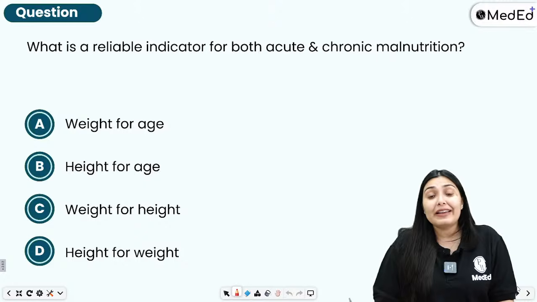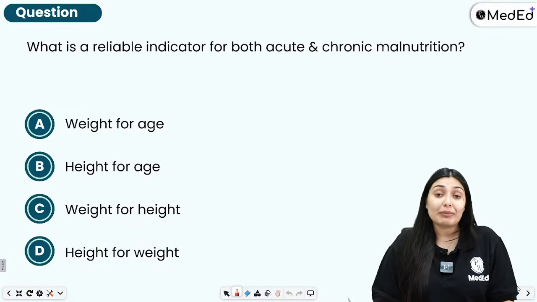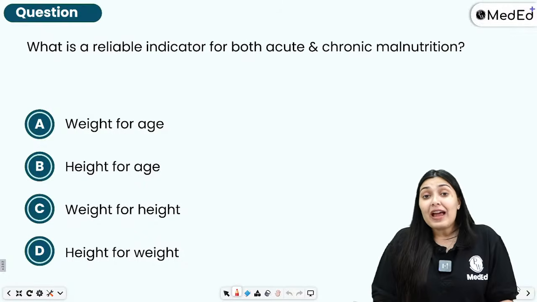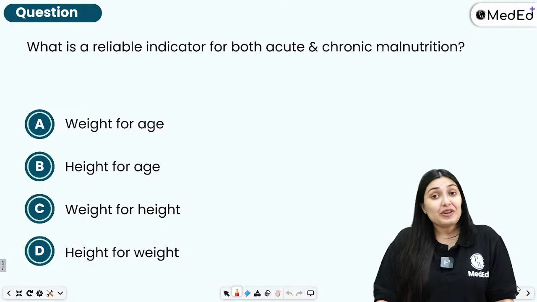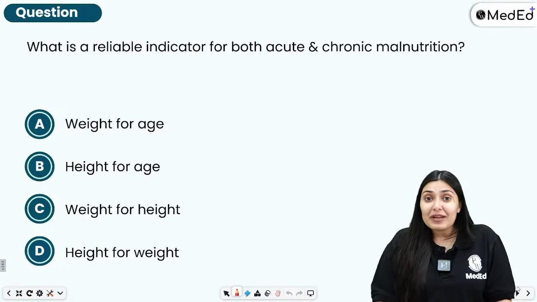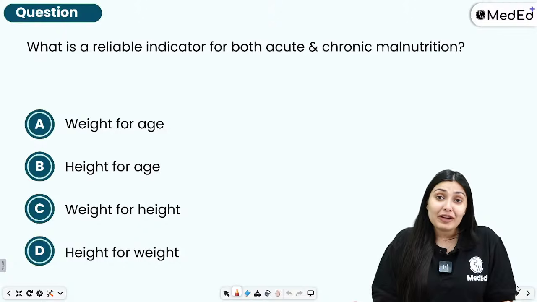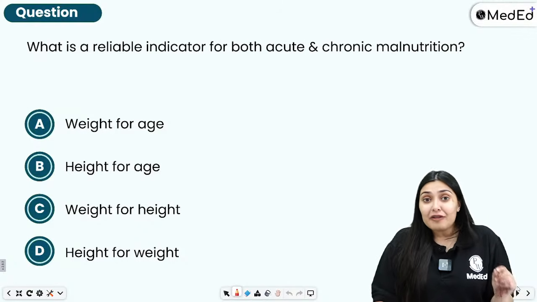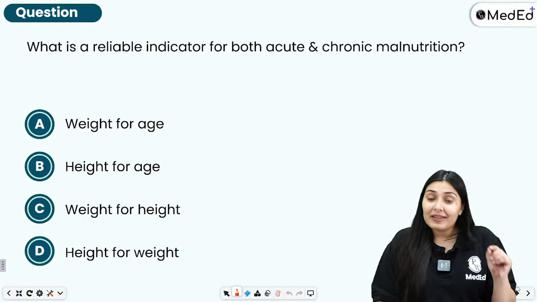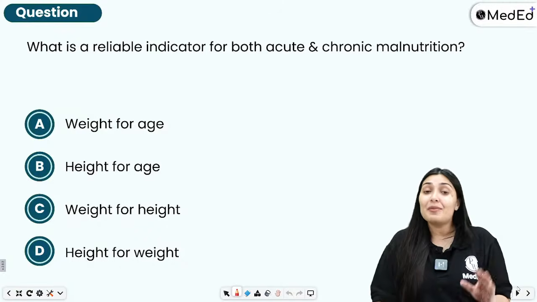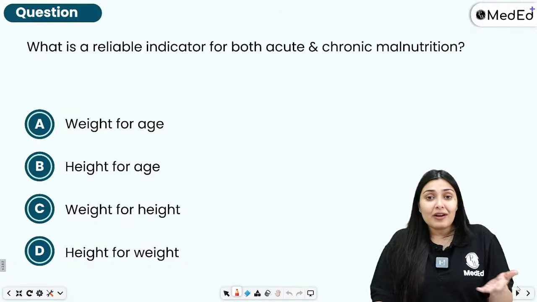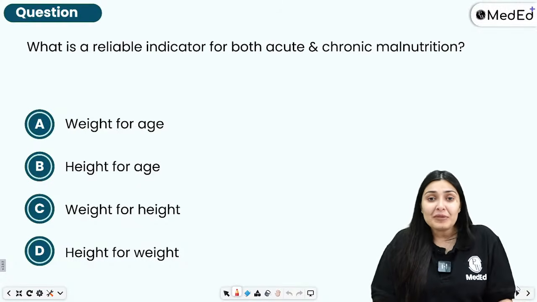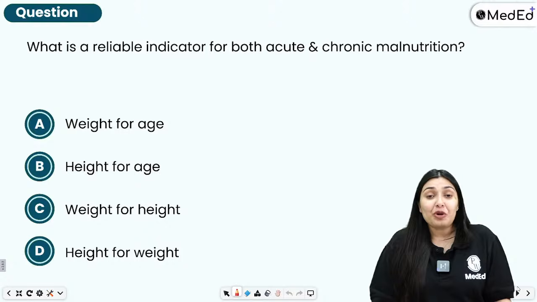What is the reliable indicator for both acute and chronic malnutrition? The options we have are weight for age, height for age, weight for height, height for weight. Malnutrition and nutrition in general is one of the topics that INICET people are very fond of asking. After neonatology, if one topic they give each and every time is malnutrition. Either they're going to give you assessment of the malnutrition, or even one or two facts like this, or SAM. So what is this acute and chronic malnutrition?